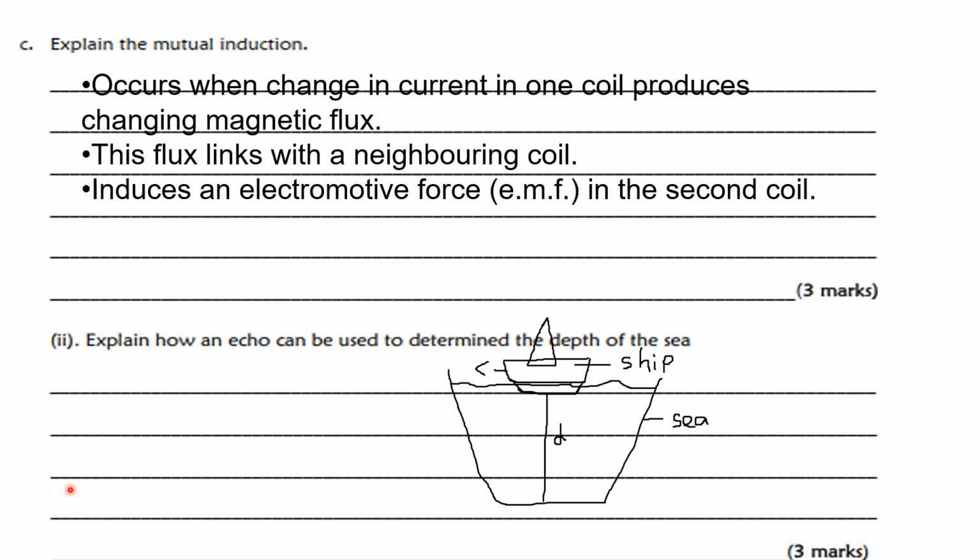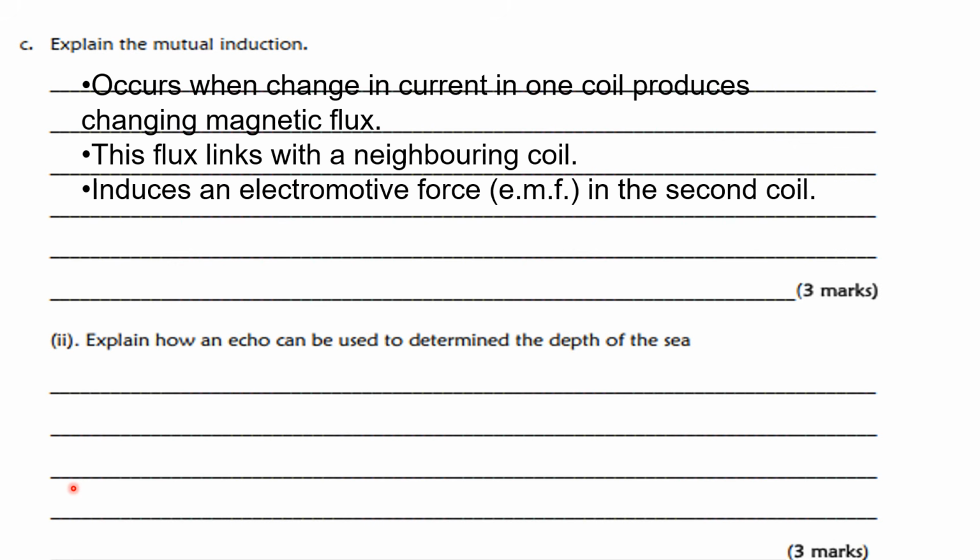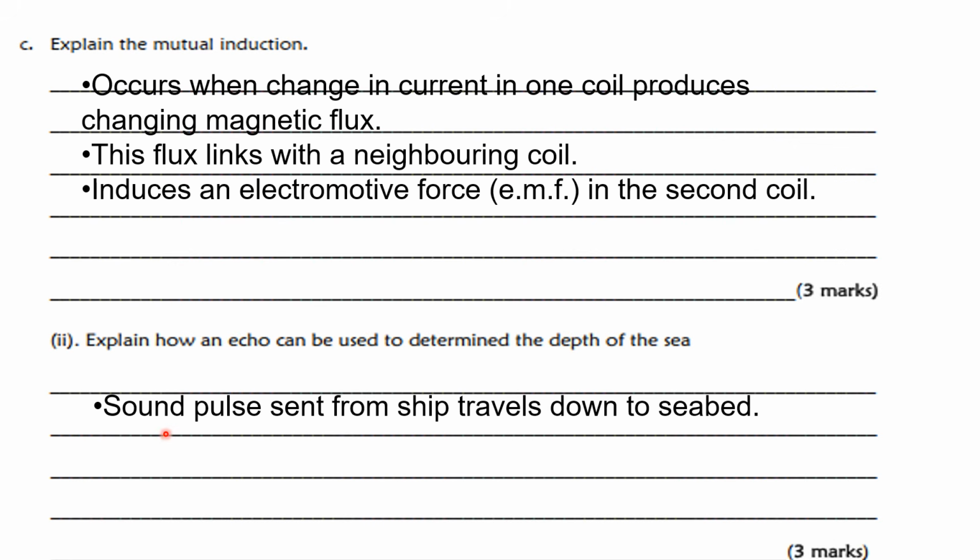So that's the scenario. In order to do that, a sound wave is sent from the ship traveling down to the seabed. A sound pulse, or sound signal, pulse is just a signal, is sent from the ship traveling down to the seabed, to the bottom of the sea. Upon reaching there, the sound wave or pulse is going to be reflected off the seabed as an echo and goes back to the ship.